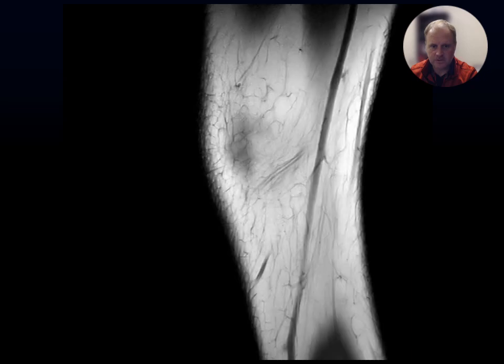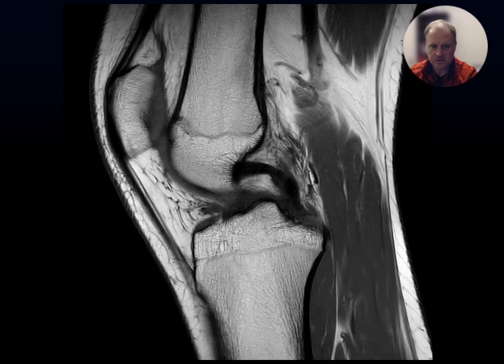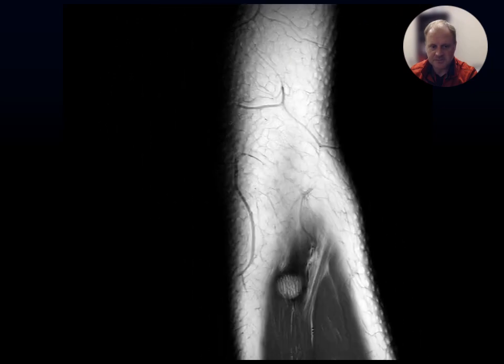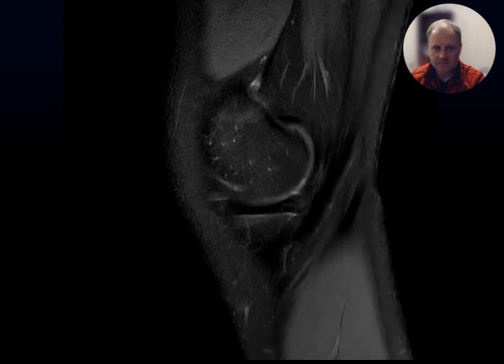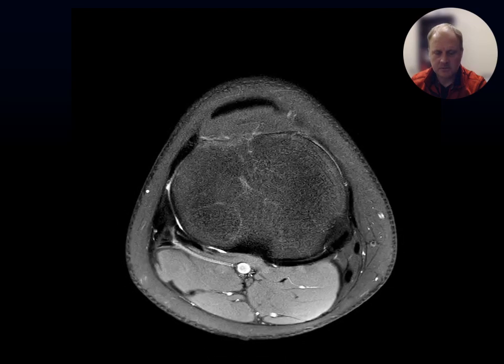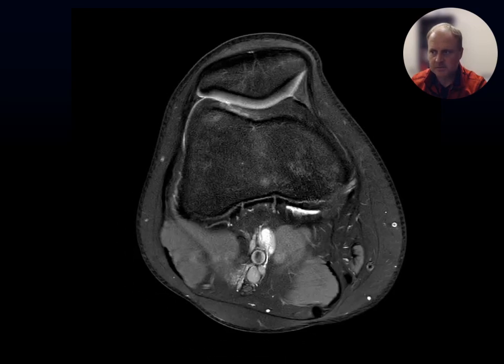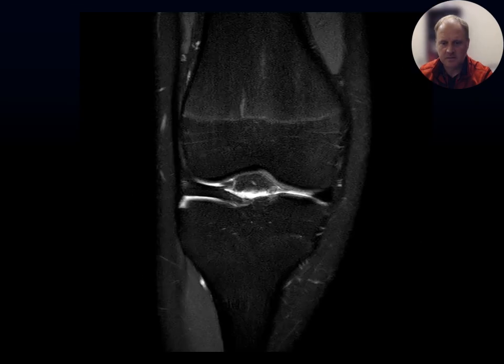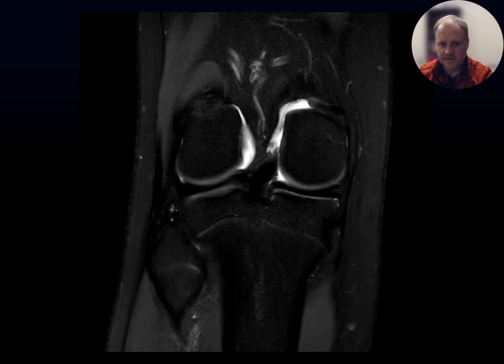The last thing that we have here is our scrollable images, so I'm just going to quickly go through what those are that you can go through on your own if you want when you look at the PowerPoint. This is the sagittal T1 weighted image. I didn't show too much of this, but it's a very nice anatomic image just to look at your gross anatomy. Here's the sagittal PD fat saturated sequence coming across the knee. The axial PD fat saturated sequence. And finally, the coronal PD fat saturated sequence.